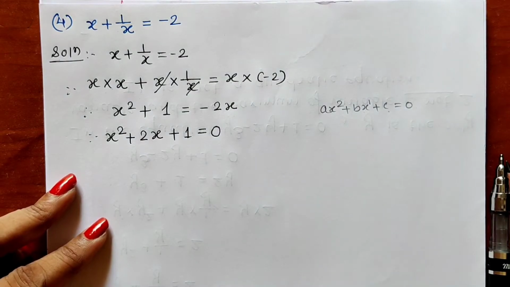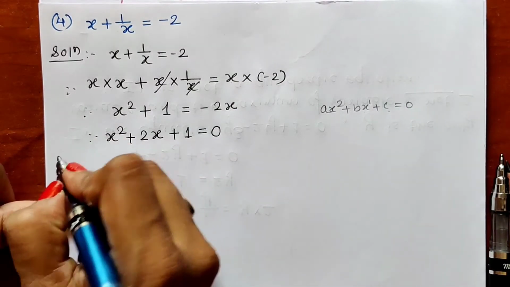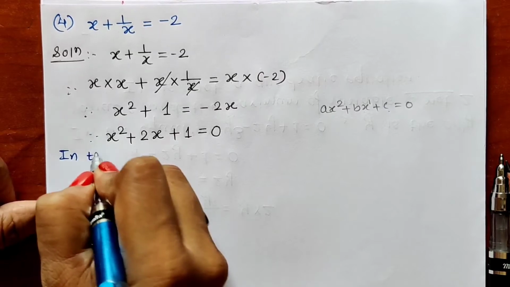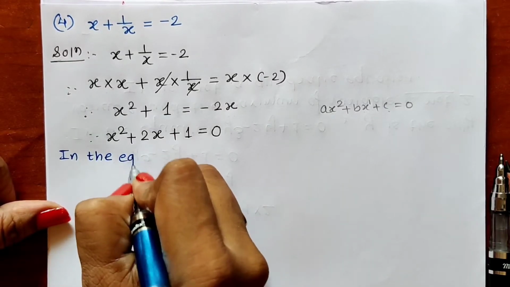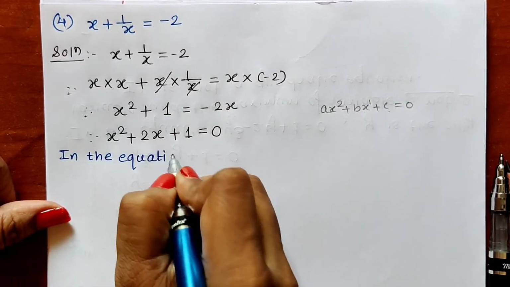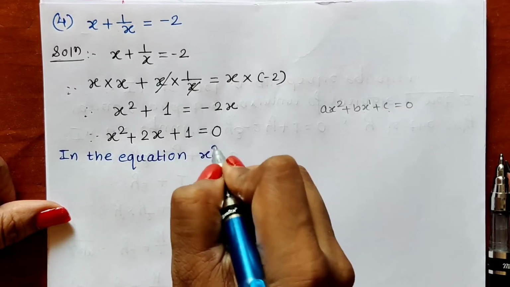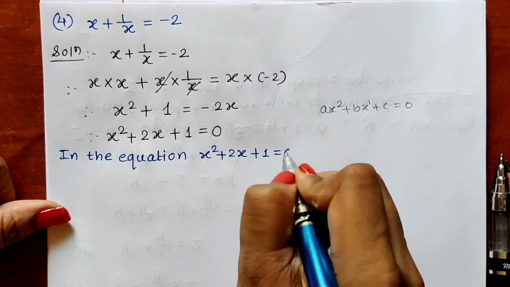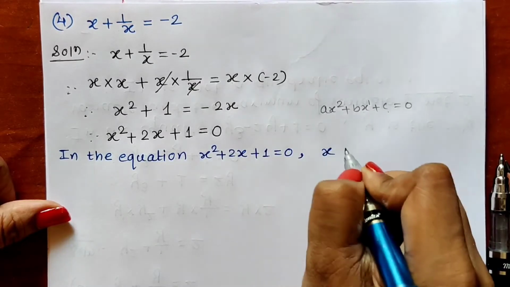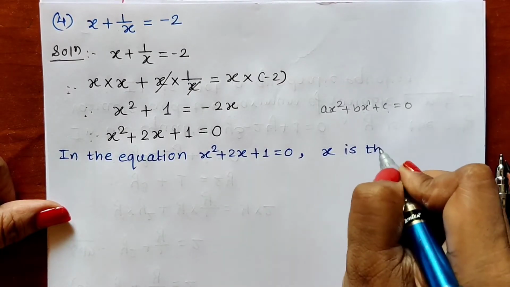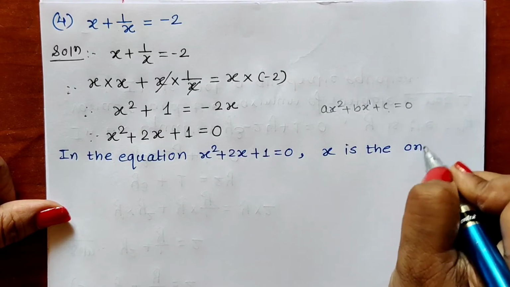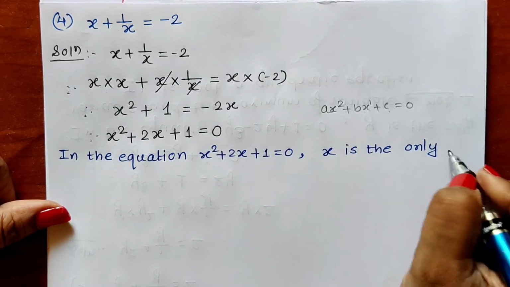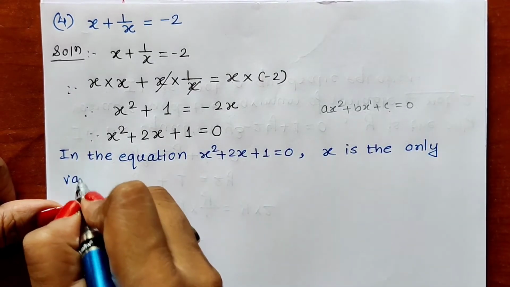Now let us write the answer. In the equation x square plus 2x plus 1 is equal to 0, x is the only variable. We cannot see any other variable except x. x is the only variable.